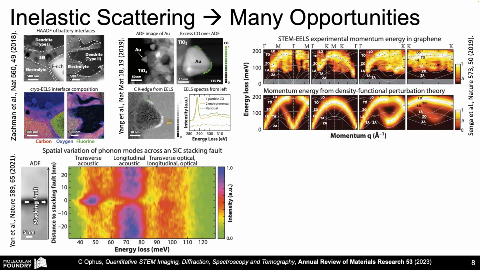And there's been a lot of good low loss studies. This is another example, the Yan paper around the stacking fault, which was actually mapping phonon modes, so extremely low energy signals, very close to the zero loss beam around a spatially localized defect.